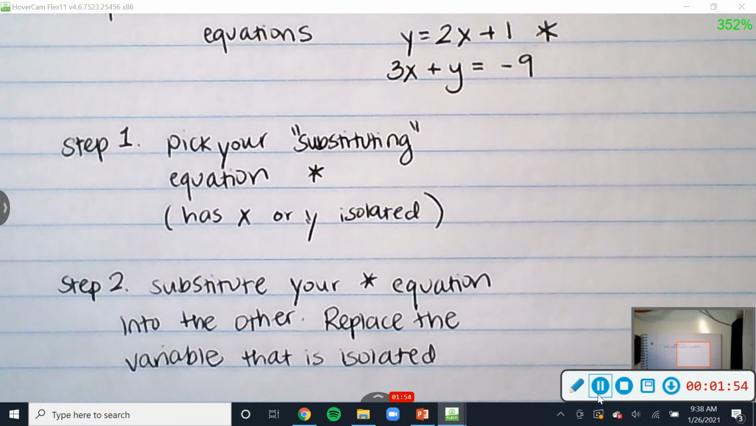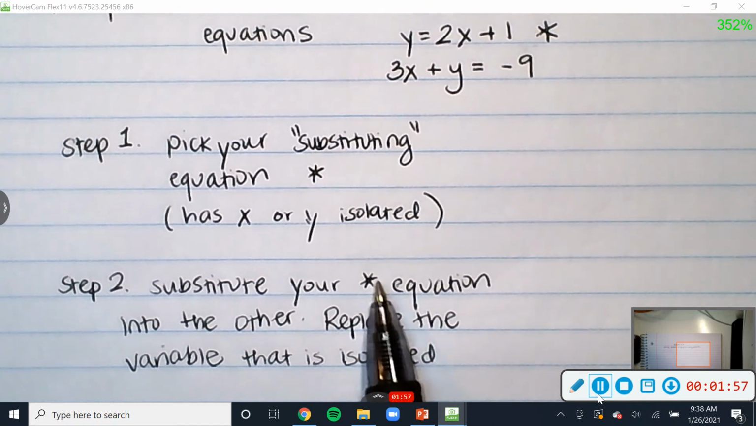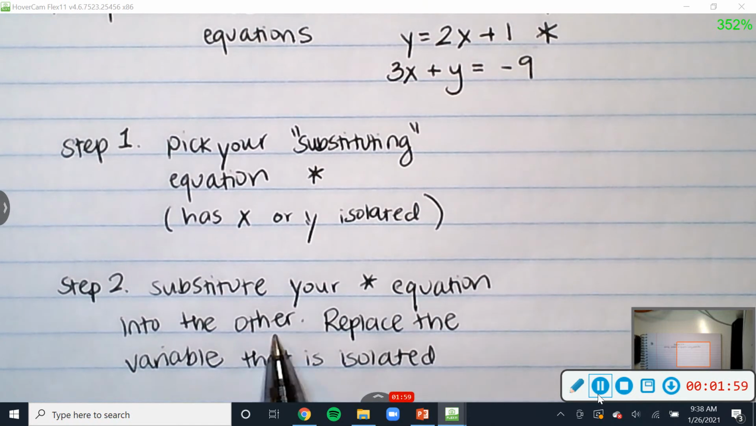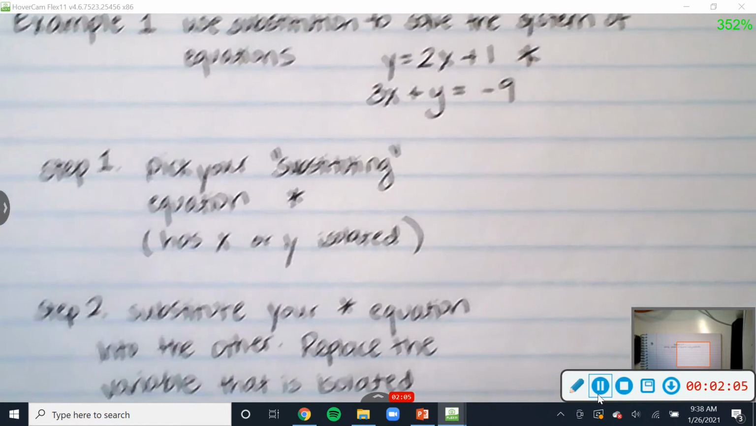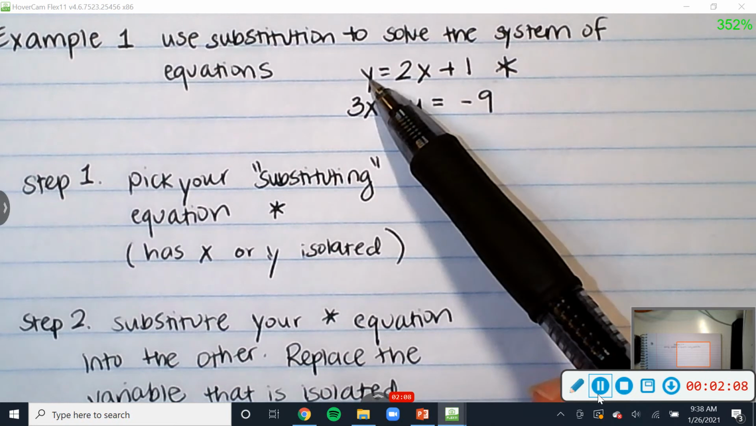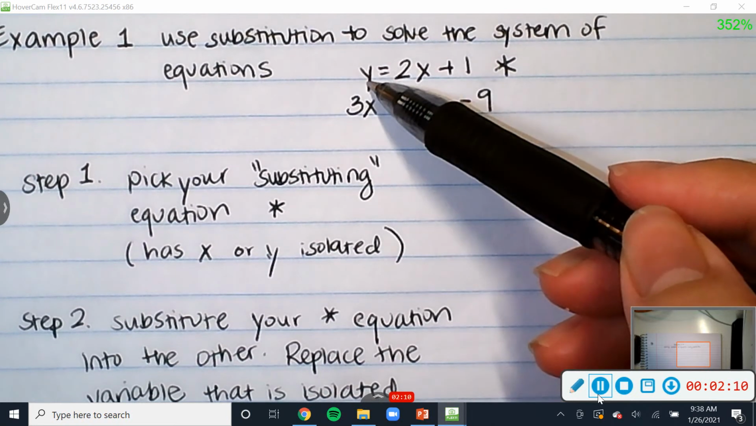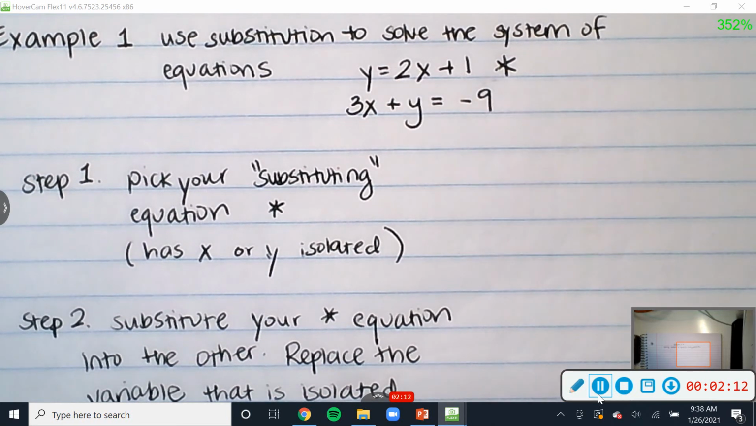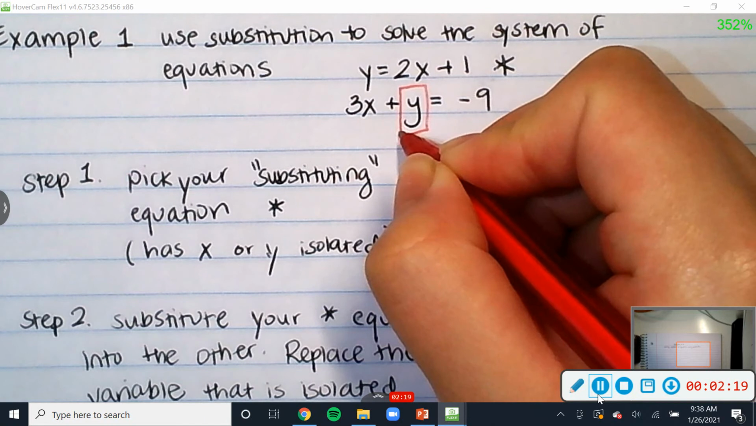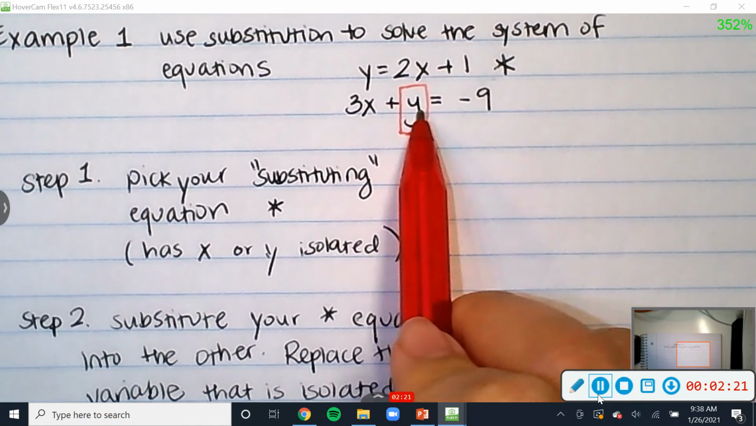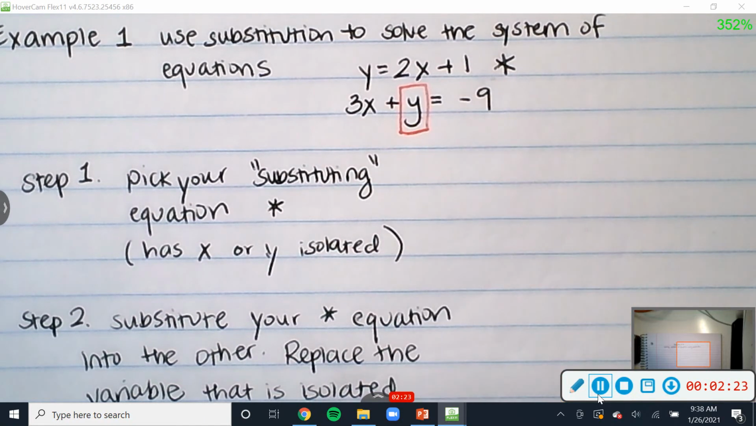Okay, step 2 is to substitute your starred equation into the other. We are going to replace the variable that is isolated. So looking at the starred equation, we have a variable that's isolated, y. We need to locate where the y is in the second equation, because that's where we'll be doing the substitution. So I've located where the y is in the second equation. Now I'm going to show you how we substitute.